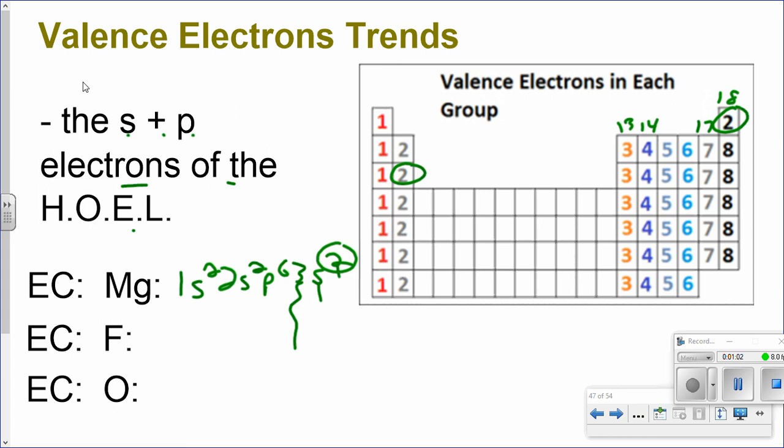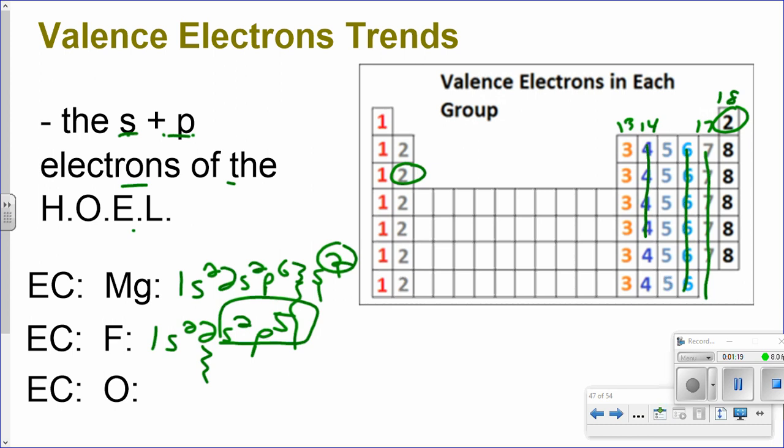Okay, looking at fluorine, going all the way to group 17, it's 1s2, 2s2p5. Again, if it's s plus the p of the highest occupied energy level, there we have 7. And they all end in s2p5 here. These end in s2p4. These end in s2p2. Okay, et cetera, et cetera. So you guys can kind of fill in the blanks from there.